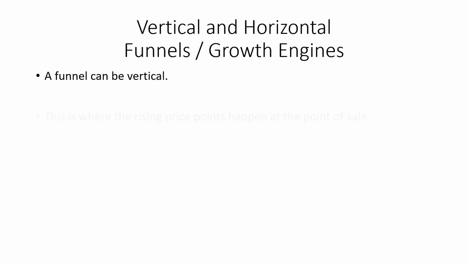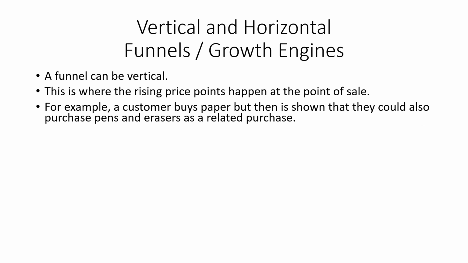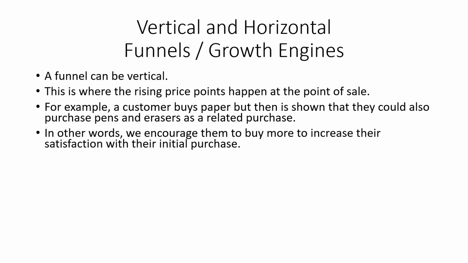Let's talk about vertical funnels. A funnel is typically going to be vertical, and this is where all the rising price points are going to happen at the point of sale. So in other words, a customer comes and buys paper, and you're going to show them offers for pens and erasers as related purchases. You can get the paper, and I can also sell you pens and erasers to go with it. We're always increasing their satisfaction with the initial purchase.